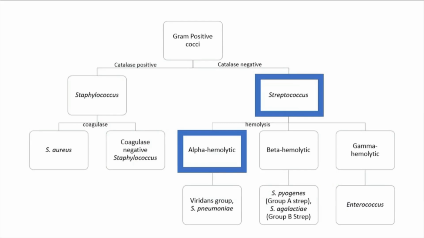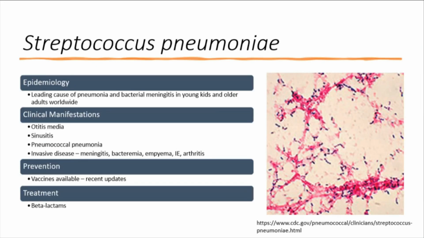So we're going to go through each of these categories and talk about some of the bacteria in these groups. We're going to start with alpha because alpha comes first. One of the big ones is strep pneumo. You guys have probably seen this. It's the leading cause of pneumonia and bacterial meningitis in young kids and older adults worldwide. We're going to look in the next slide at trends over time. We see ear infections, sinus infections, pneumococcal pneumonia, and then invasive disease can be very severe when we see people with this.